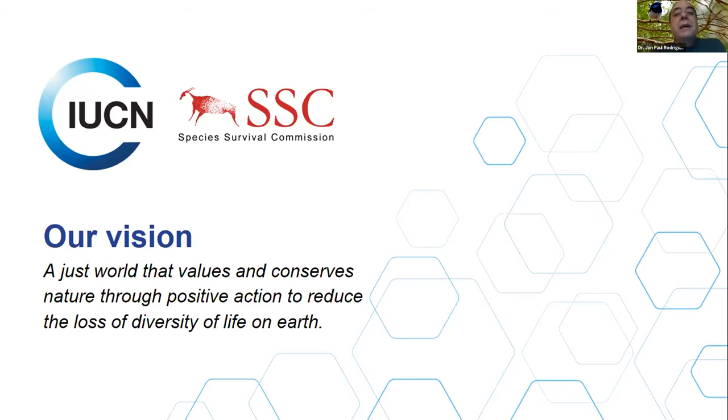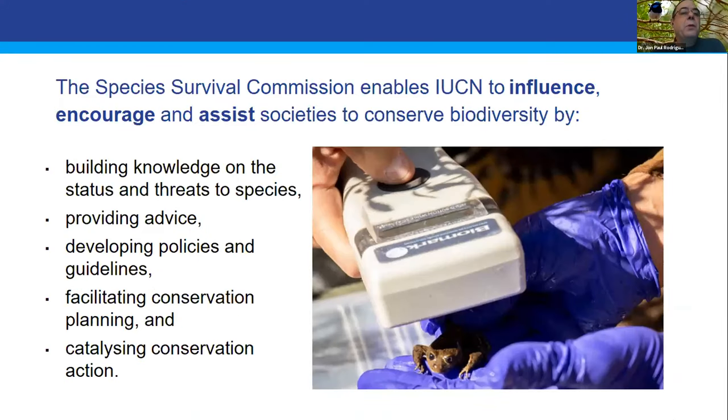What kinds of things do we do at the SSC? Well, we support societies to conserve biodiversity. We influence their decisions and we encourage them to do it. We do that by building knowledge on the threats and status of species, and we'll talk about that in a second, by providing advice. We create a series of documents that become policies and guidelines that allow people to think about the way they implement these policies nationally. We are very interested in taking the information from the threats and turning them into conservation planning. And ultimately, the most important of our goals is to catalyze conservation action. Because what we aim to do in the end is to reverse the trends of species decline.